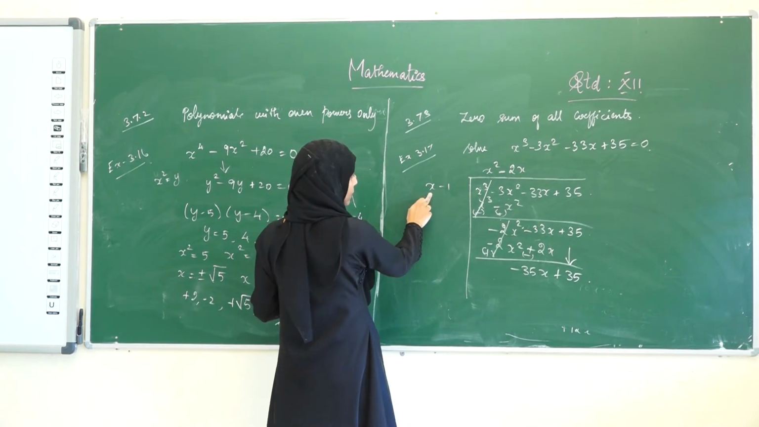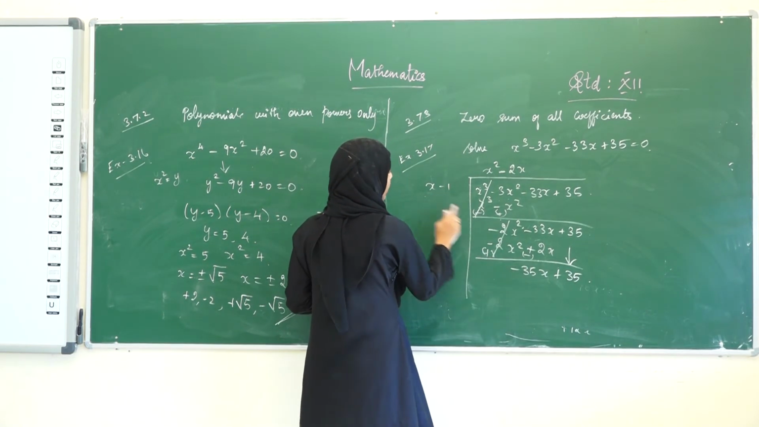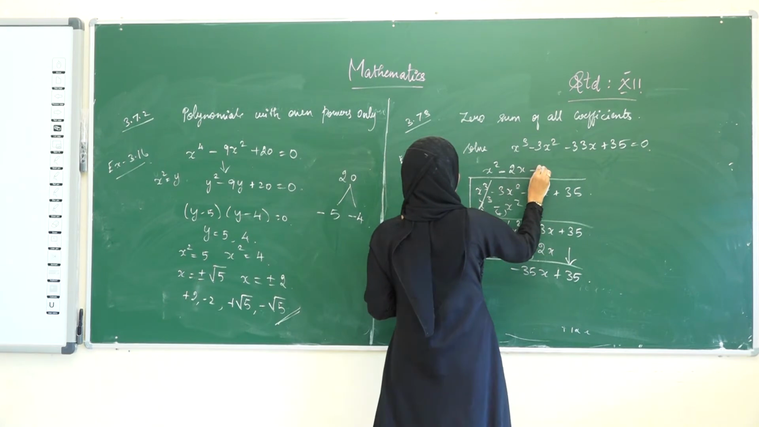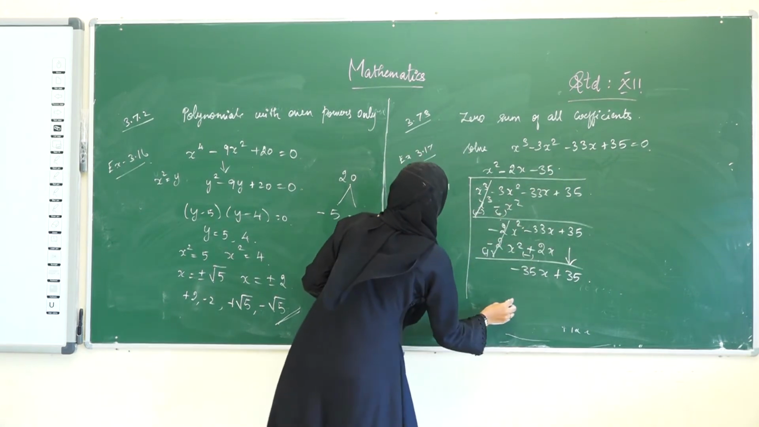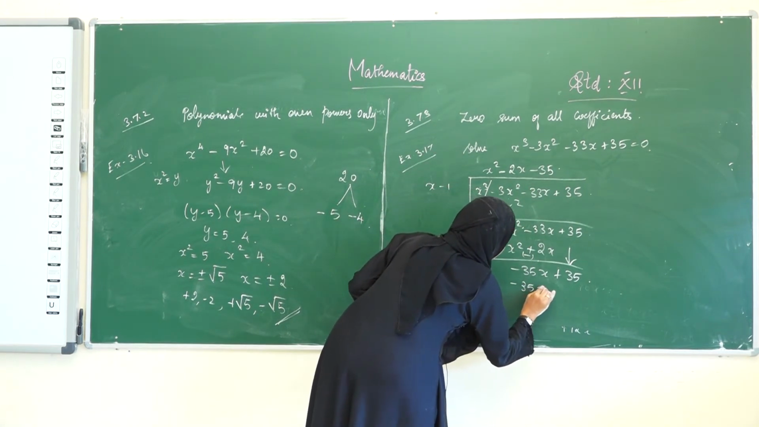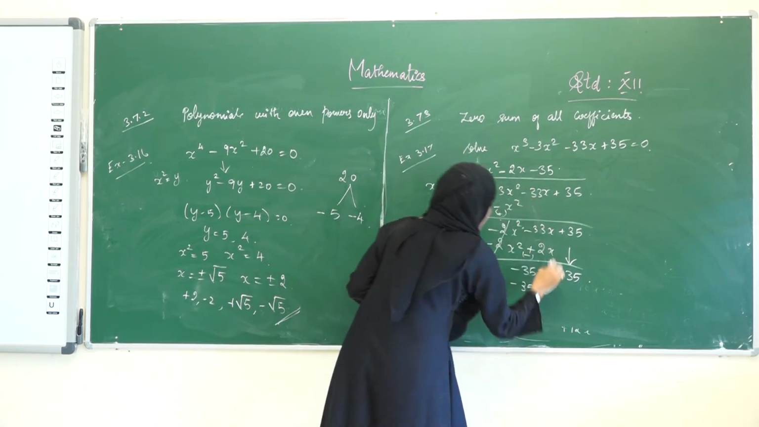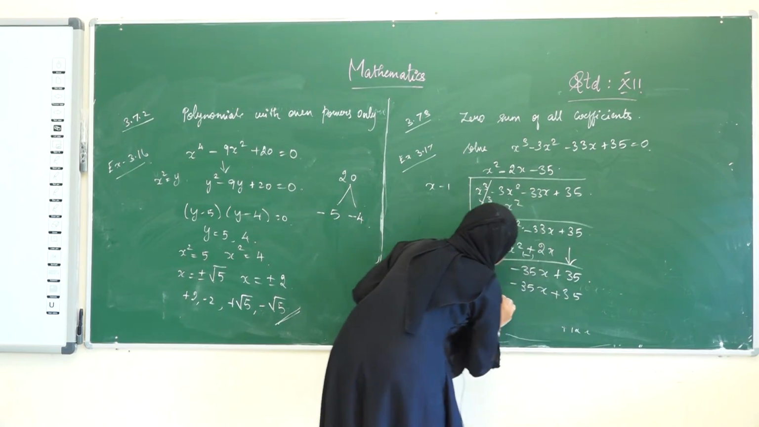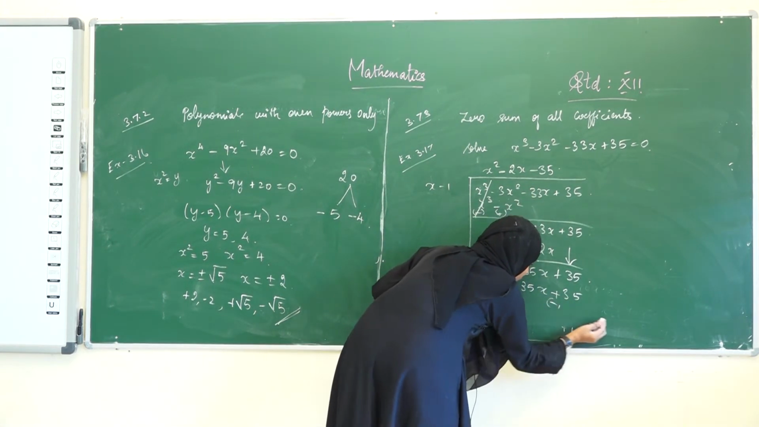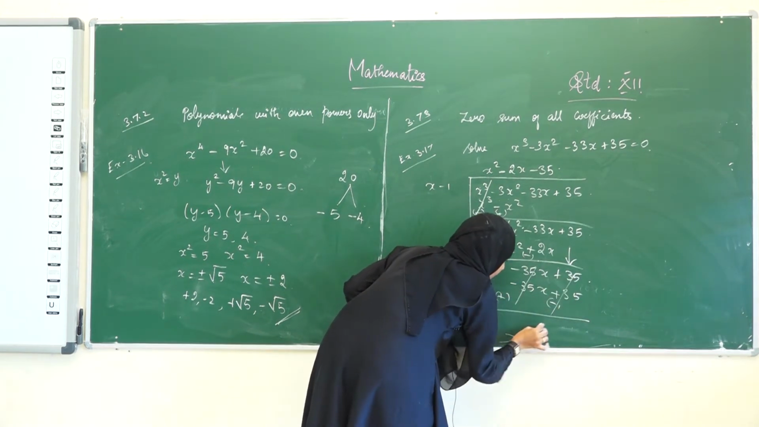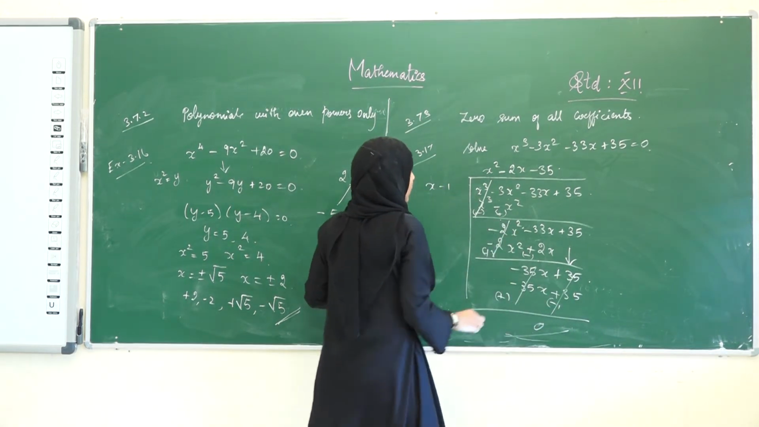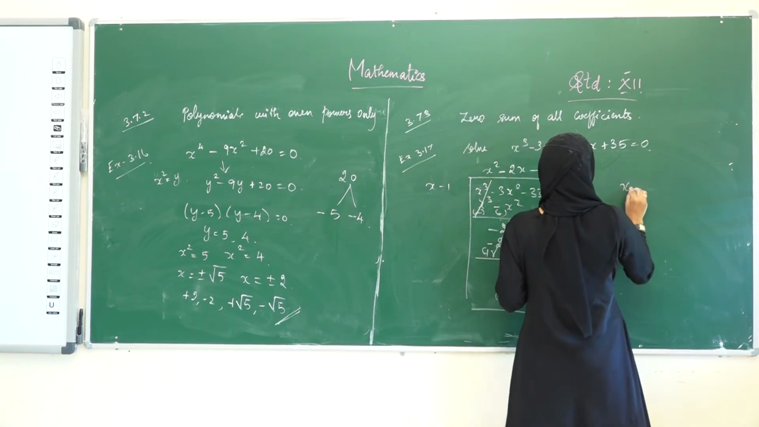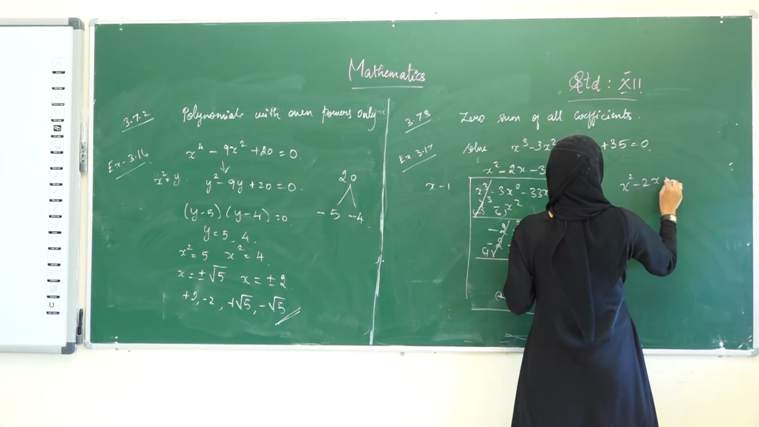Okay, here it is x and here it is minus 35x. We are going to multiply this with minus 35. Therefore, minus 35x, so minus into minus is plus 35. Then we are going to change the symbol. After changing the symbol, we get the remainder 0. Therefore, the factor we have got is x square minus 2x minus 35.